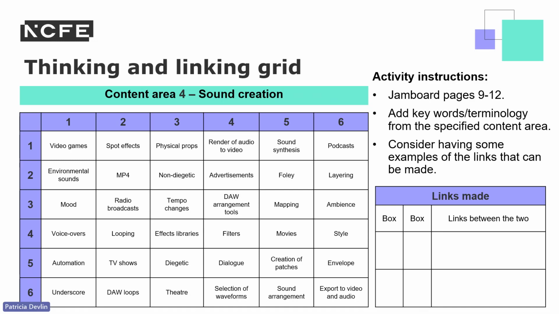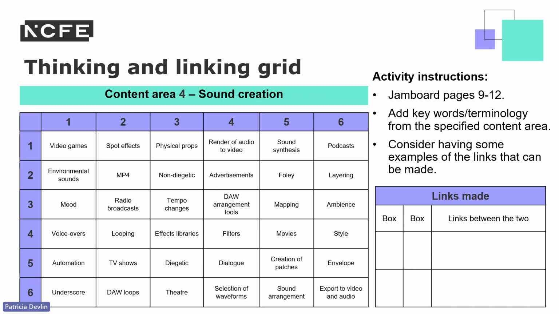So this one is the thinking and linking grid. A content area or a section of the indicative content is chosen, and all the keywords and terminology associated with it are placed in the spaces within the grid. This is an example from content area 4, sound creation. Your pupils can then roll a dice. The number that's rolled identifies the first word. They roll the dice again.